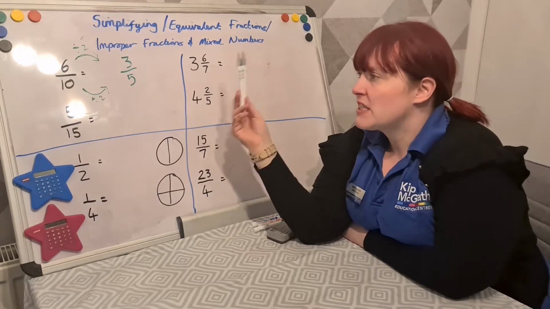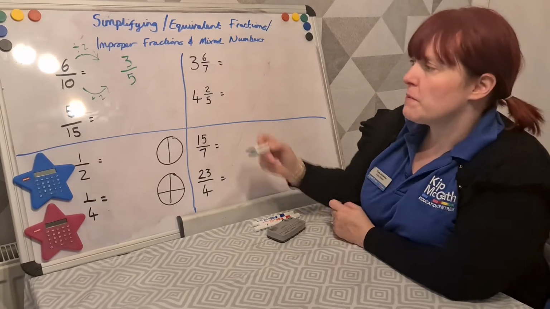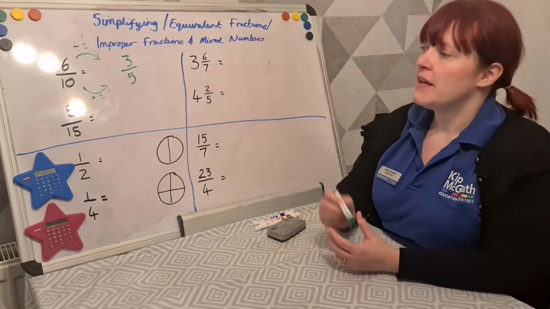Get into the language of saying what the fraction is. So 6/10, 3/5. We read the top before the bottom. That is the simplest version of 6/10. So that's that one finished.